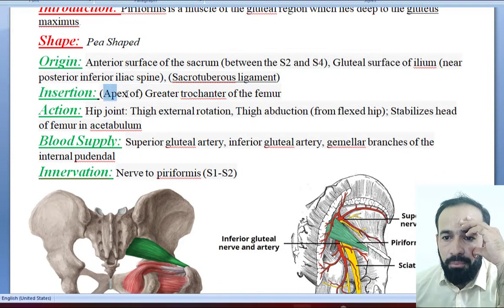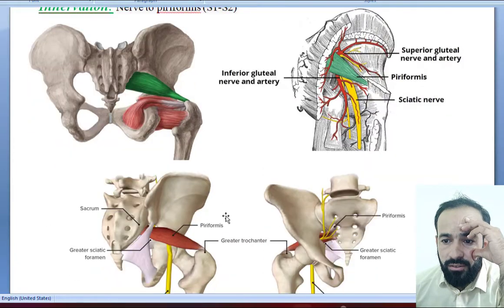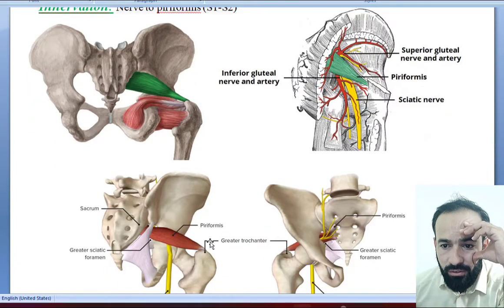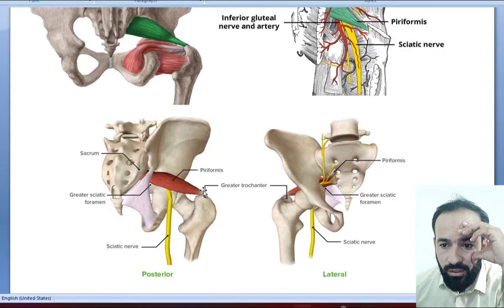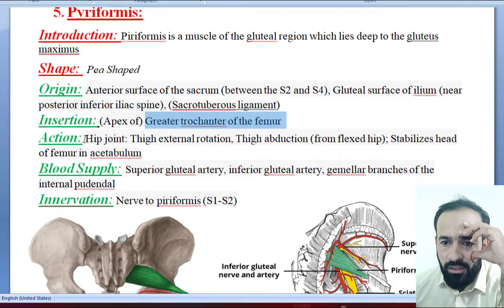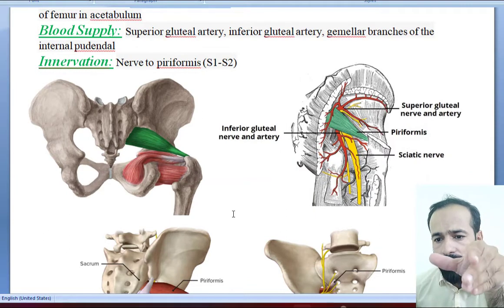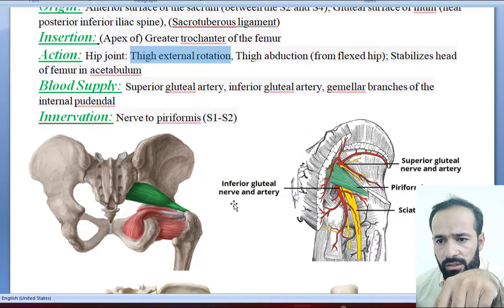inserted into the apex of the greater trochanter of the femur. It inserts into the apex. You can see here, this is the apex of the greater trochanter of your femur. So it inserts here, and what are its actions at the hip joint? It causes thigh external rotation. Whenever it contracts, your thigh will rotate externally.